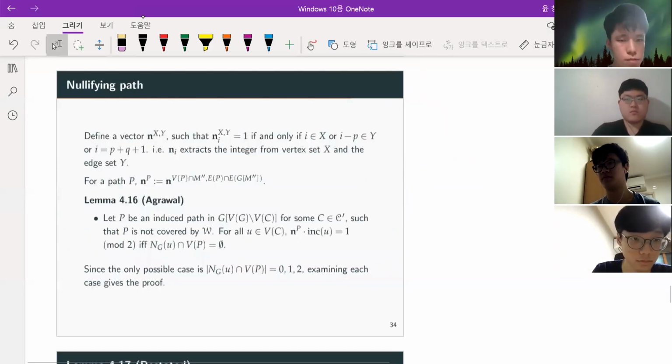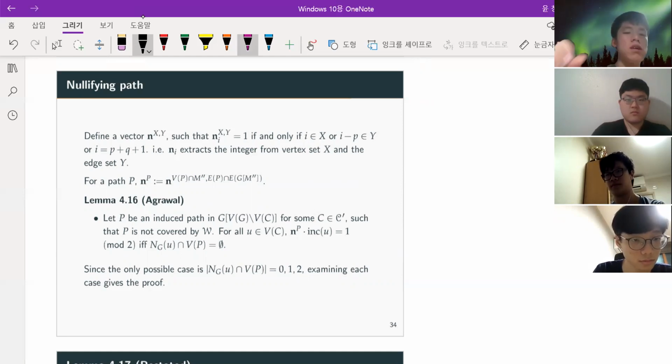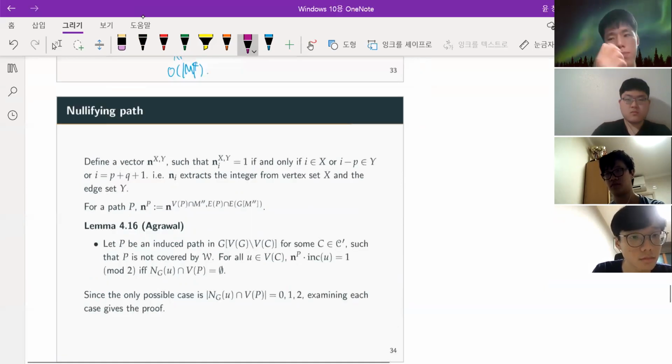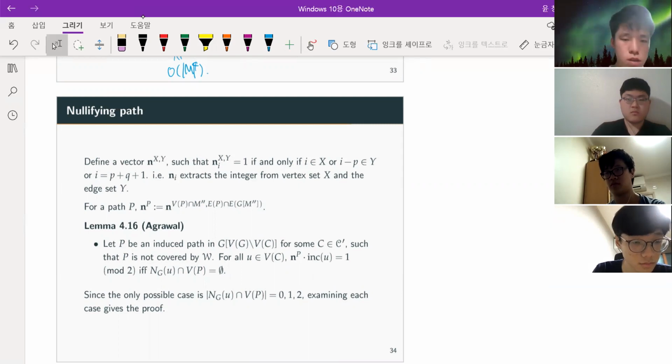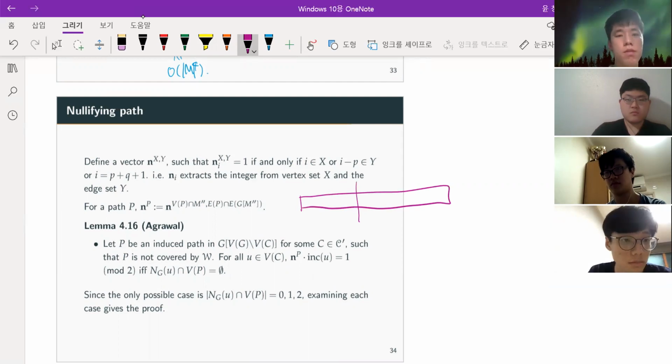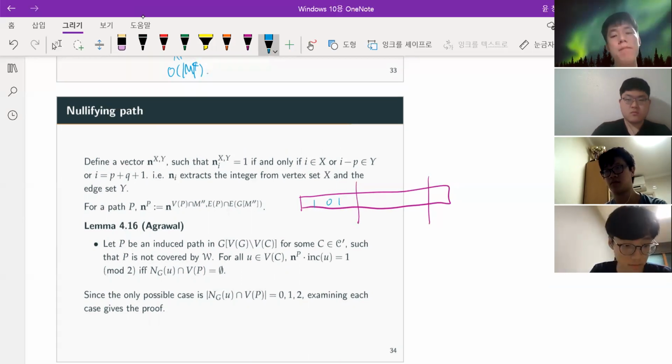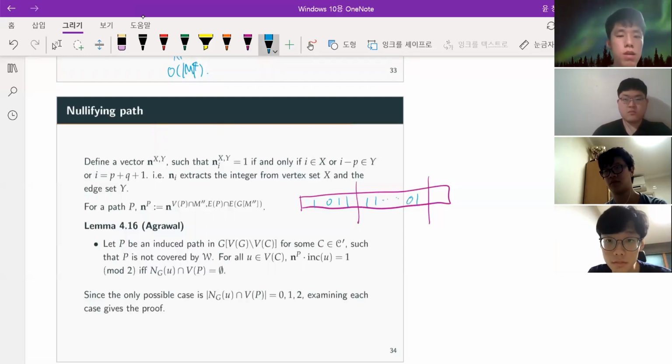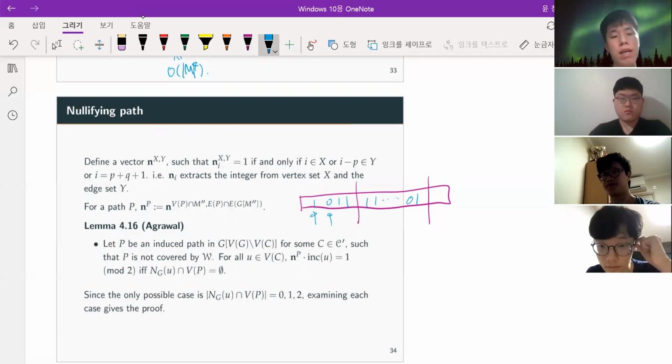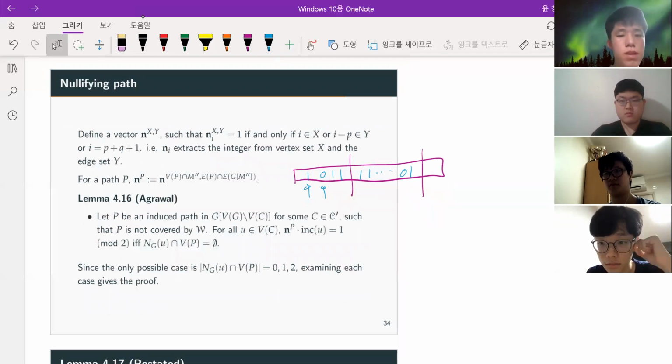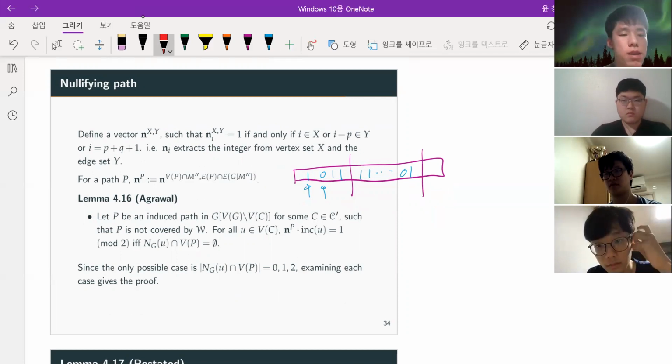So to make the final argument, define a nullifying path, a nullifying vector. It's not a hard concept, but it's a mask for a certain graph. So given a vertex set X and edge set Y, NXY denotes the mask representing the vertex set X and edge set Y. So the vertices included in X have an entry 1, and a vertex that does not belong to X has an entry 0, and so on. For a path, NP simply denotes the masking covector N by its vertices and its edges.